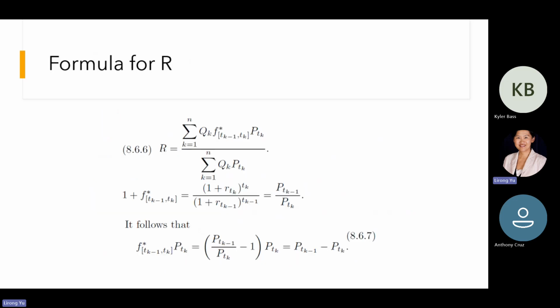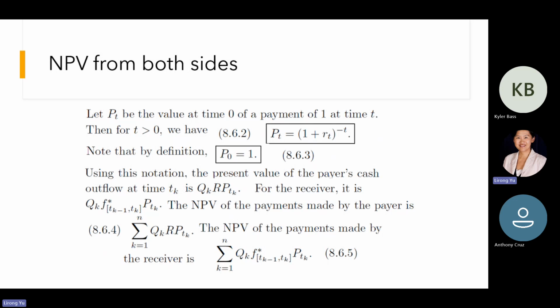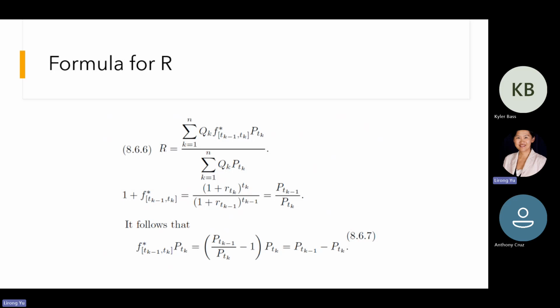Now moving forward, we set these two payments equal in present value. The summation of Q_k R P_{t_k} equals the summation of Q_k F(t_{k-1}, t_k) times P_{t_k}. So these two are set equal. Solving for R would be this division. That's the same writing that we had earlier. So why do we want to use this? Because we have more simplification to do.